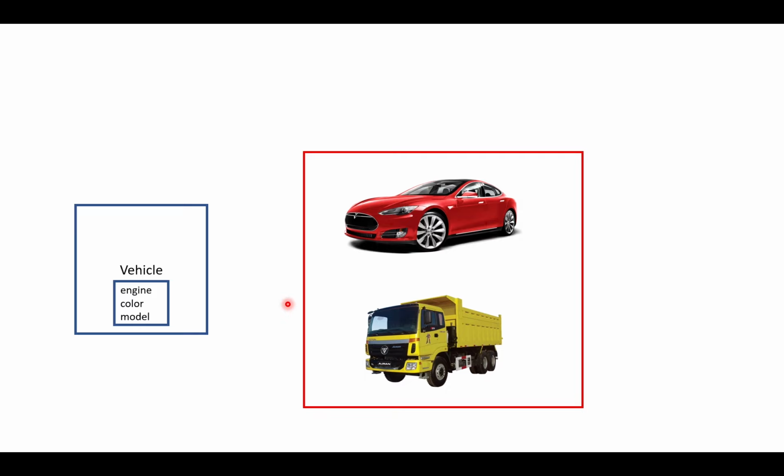So let's take another example. We have a base class of vehicle. Now, any vehicle can be a car, a truck, or a crane. But each vehicle has some common characteristics, which are engine, color, and model. There can be other common characteristics as well. So there's a car and there is a truck. These are the children of this parent class, and the parent class is a vehicle.